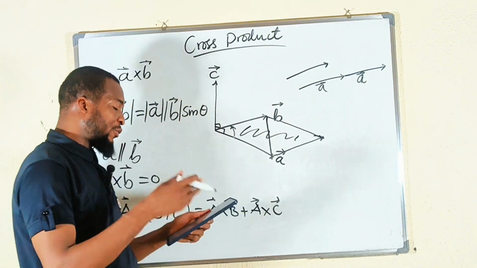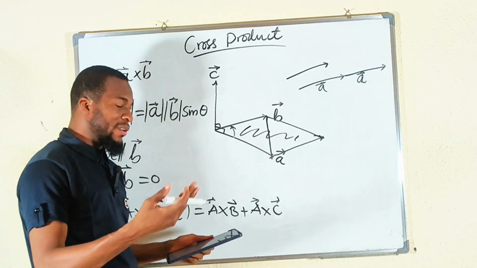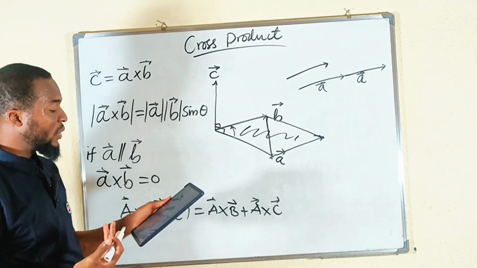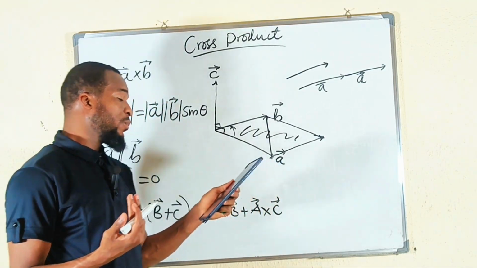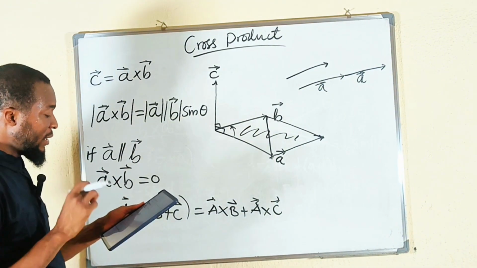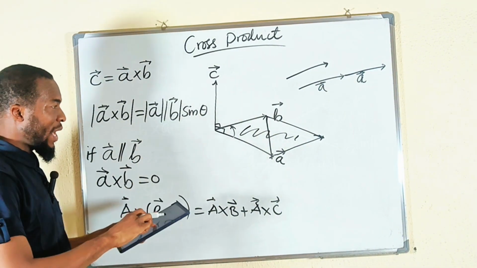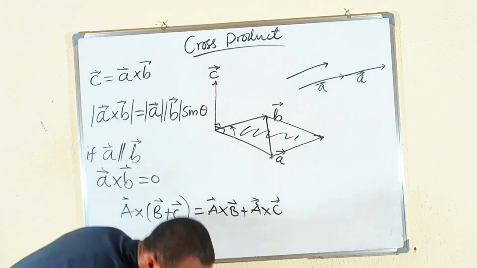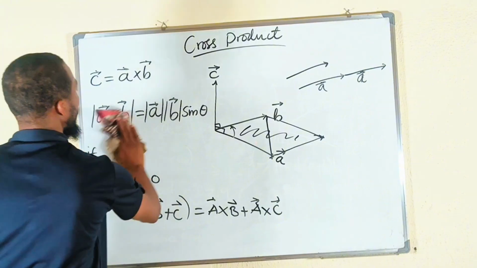Then I told you that if you cross two of the same vectors together, you have to get 0. Then if you take the magnitude of the cross product, this will always give you the area of the parallelogram. I have told you this. All right, so now I would like to show you how to compute the cross product. Very important.